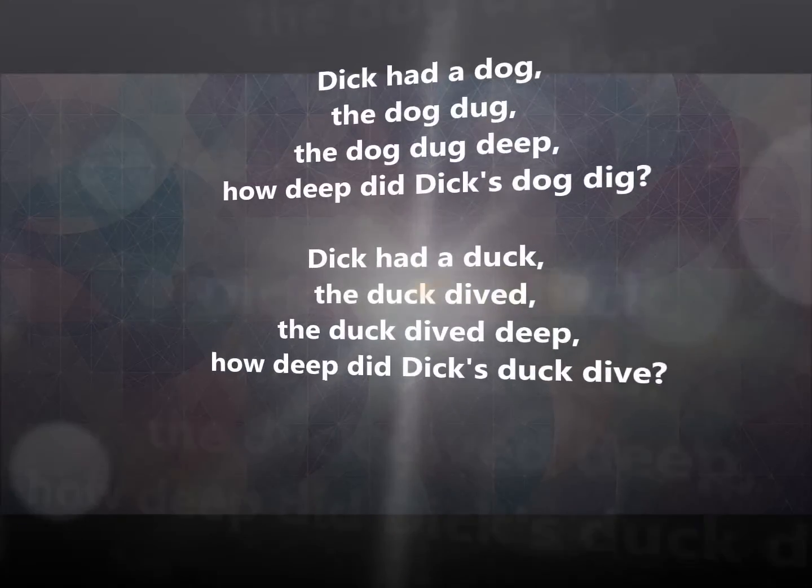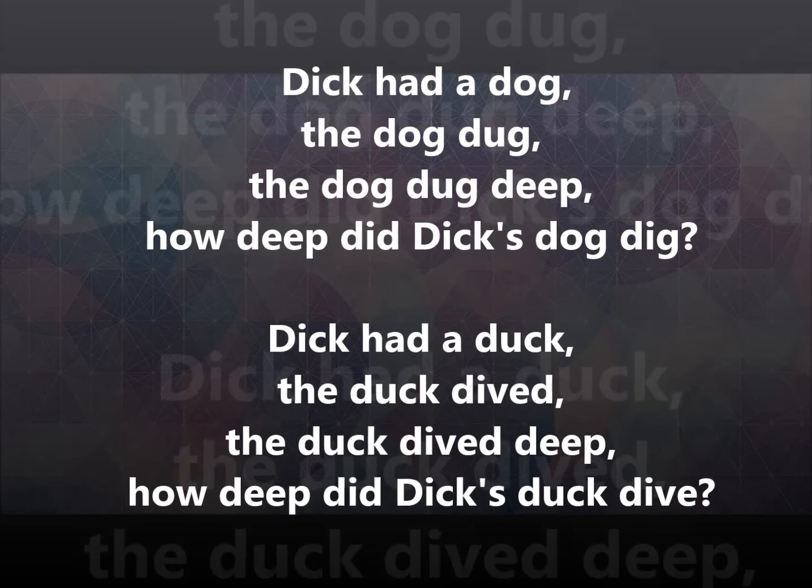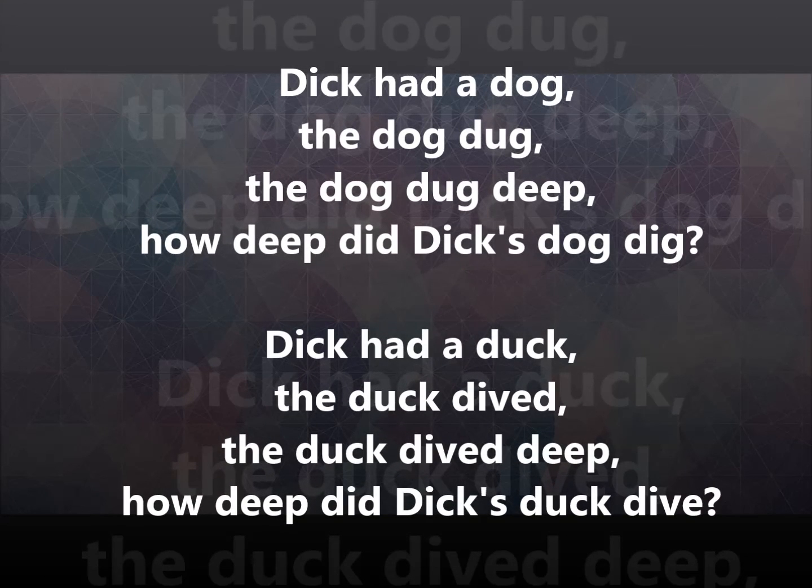So now I believe we're only left with a D sound. And that's an easy one. So here's the tongue twister for you that will help out. Dick had a dog. The dog dug. The dog dug deep. How deep did Dick's dog dig? Dick had a duck. The duck dived. The duck dived deep. How deep did Dick's duck dive? That one is a fun one. So it's like a story.